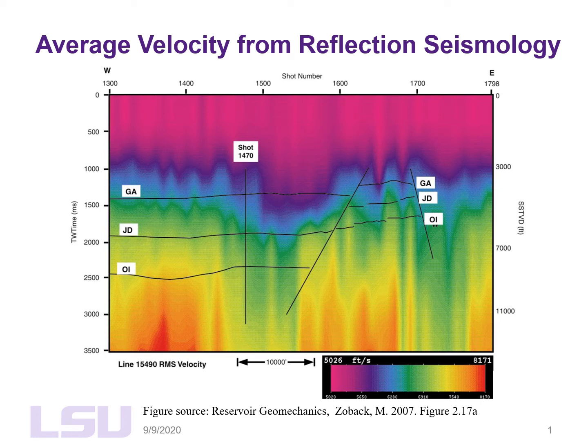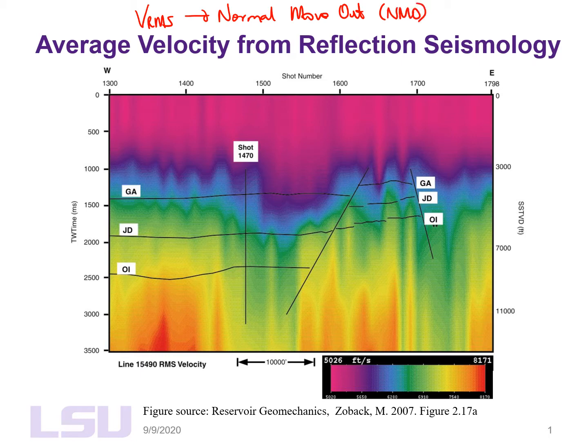This is what your VRMS, your root mean square velocity, looks like. And it comes from normal move out analysis, NMO. And this is all geophysics, which we are not going to spend much time on.